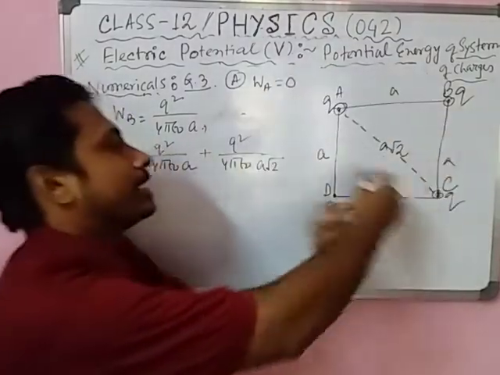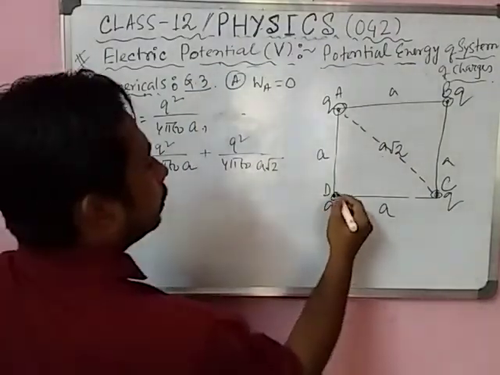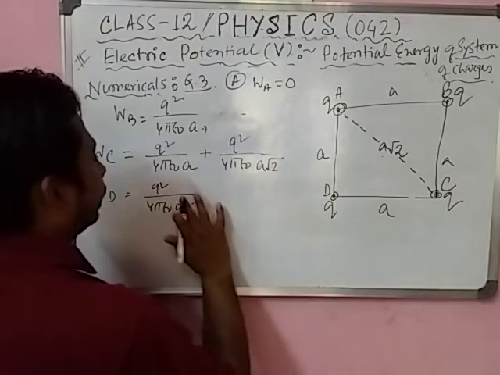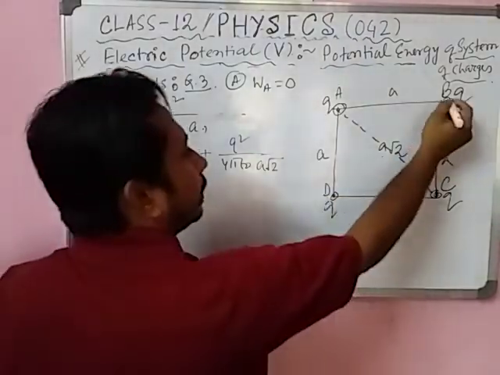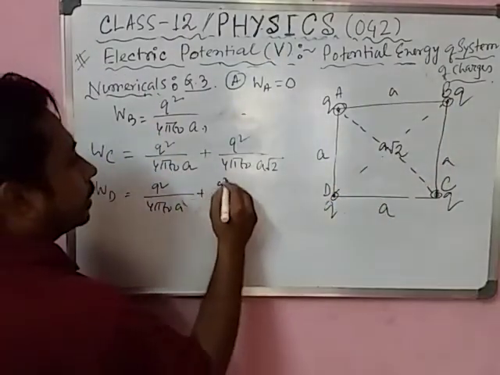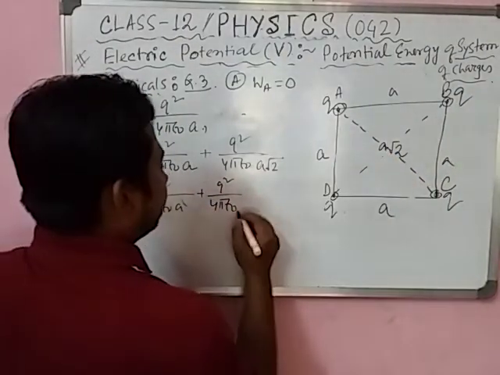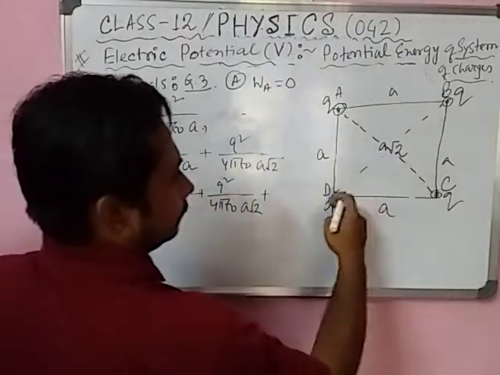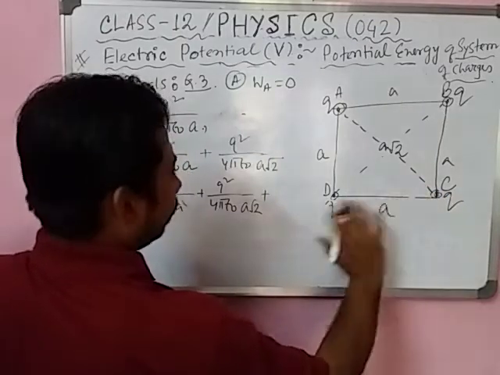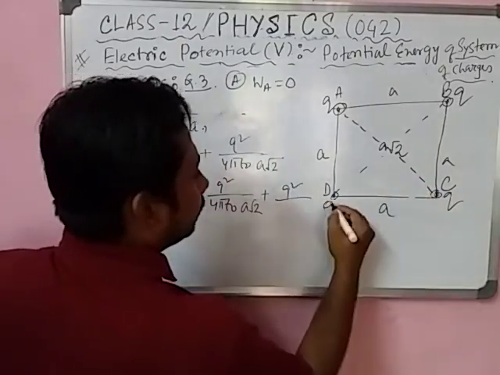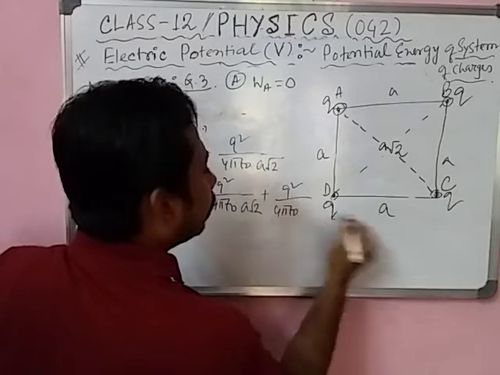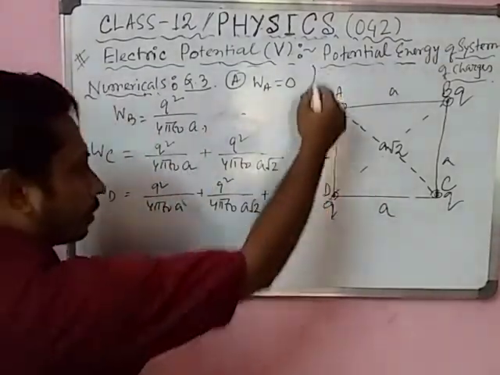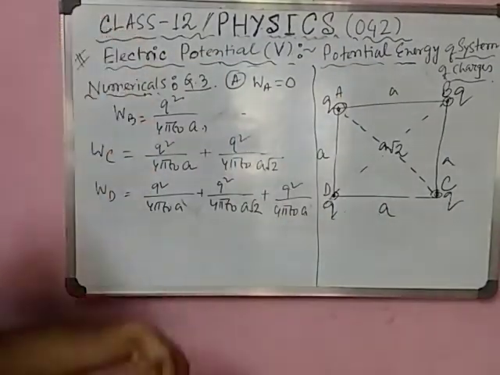Then you go for WD. Now we have 3 charges for that, so for D to A, Q square by 4 pi epsilon naught into A. For B, the same thing, Q square by 4 pi epsilon 0, the distance A root 2, plus C, only C, so Q square by 4 pi epsilon 0 into A. See, D to C is only A. Got it?